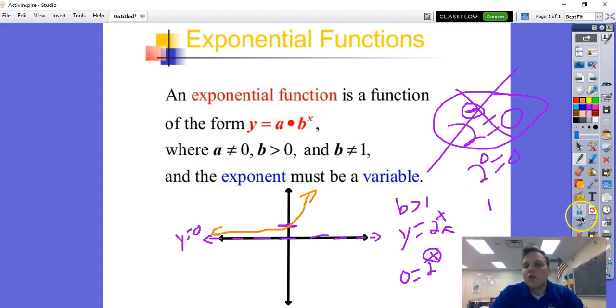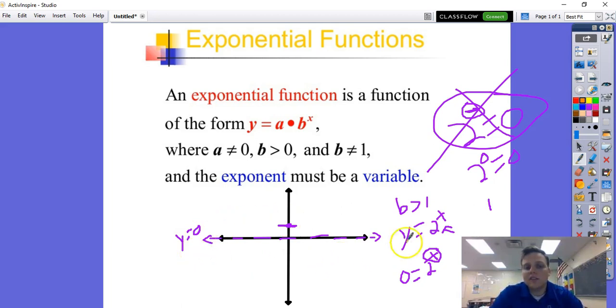All right? So what if instead of 2 to the x, I did 1/2 raised to the x power? Okay? Well, all these things are still going to stay true because I haven't had any transformations.